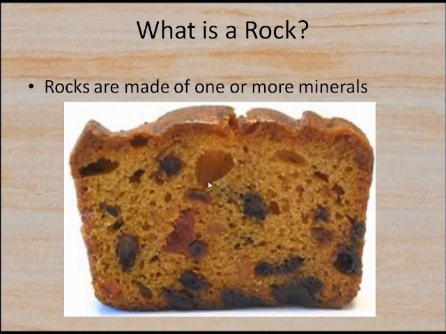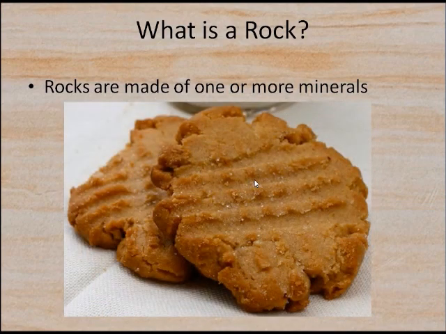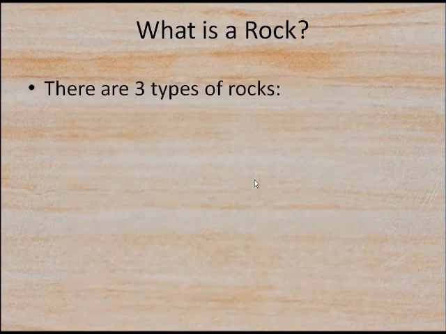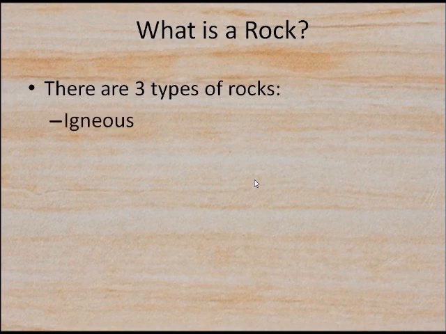If this was a rock, these would all be different minerals, and this might be calcite or quartz holding it all together. Now, rocks can be made of just one mineral, kind of like a peanut butter cookie is uniform throughout. There are three types of rocks. There's igneous rocks, metamorphic rocks, and sedimentary rocks.